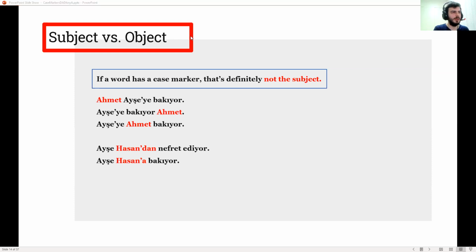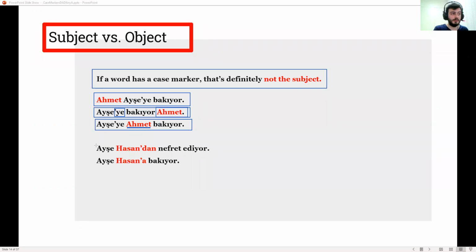Normally I would say Ahmet Ayşe'ye bakıyor, which literally means Ahmet is looking at Ayşe. But I can also change the formulation. I would say Ayşe'ye bakıyor Ahmet. Even in this formulation, I can understand who is the subject because Ahmet has no case marker. So I understand, okay, Ahmet is the one who is looking and Ayşe is the one who is being looked at because she has the case marker. Ayşe'ye Ahmet bakıyor. It's going to be the same. I'm going to think Ahmet is looking because he has no case marker.